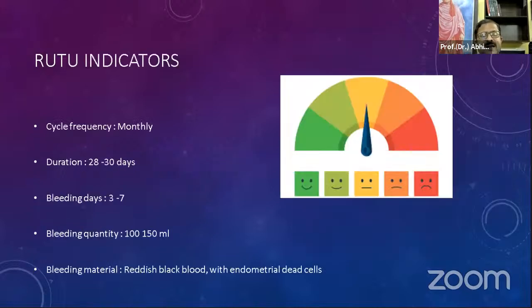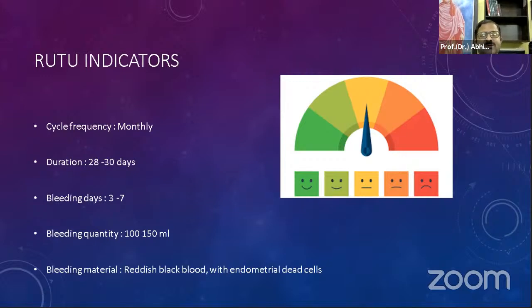What are the indicators which are essential, which are important to see whether the menstrual cycle is proper or not, whether it is going properly or not? So there are some indicators. The frequency of the cycle should be monthly. Okay, it should not be that a woman is having the menstrual cycle 2 months later, 3 months later, irregularly. So monthly menstrual cycle frequency is very important for having a child.